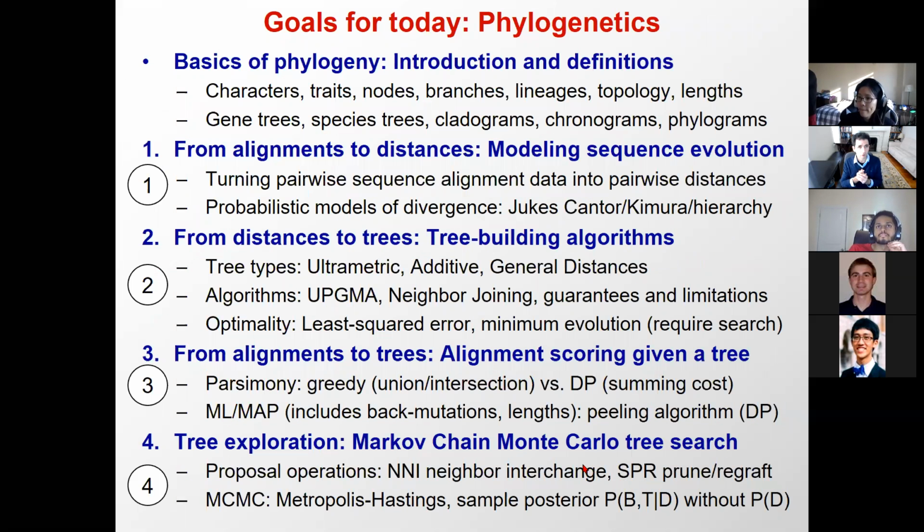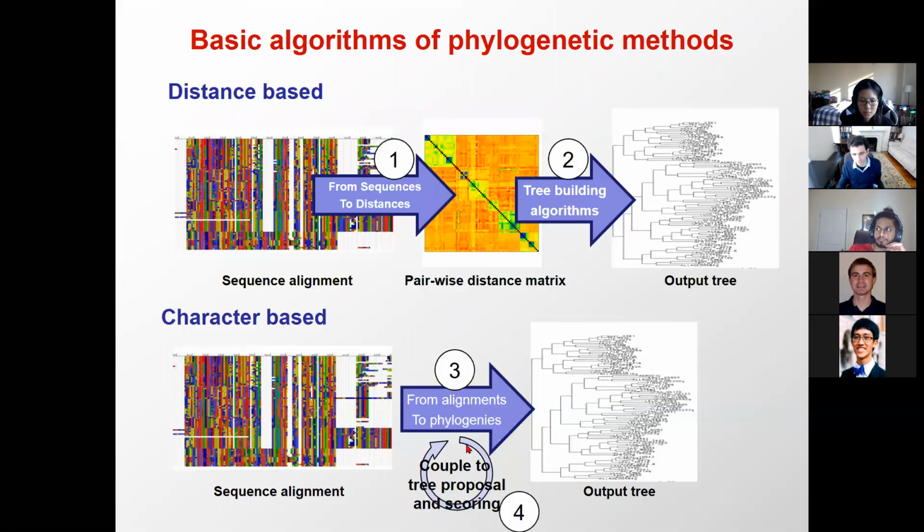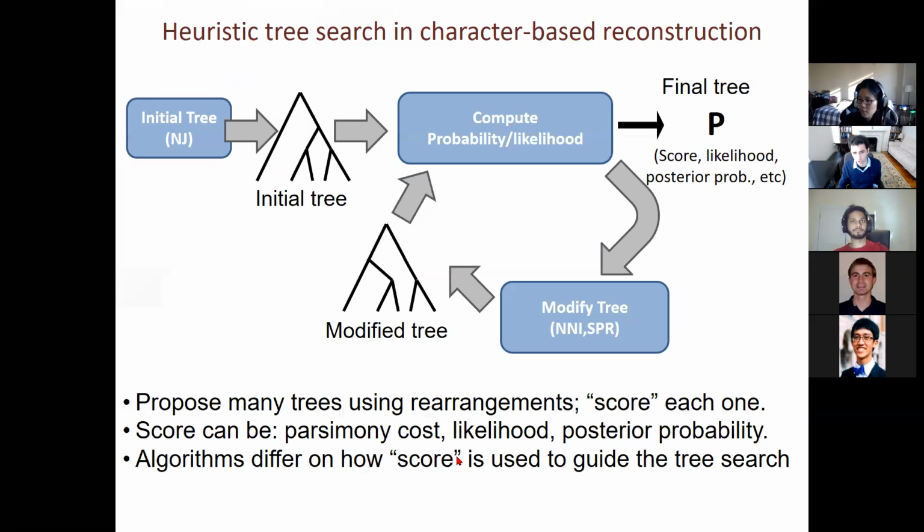So what have we seen so far? We've basically seen how we go from alignments to distances, how we go from distances to trees, and how we go from alignments to trees. All that's missing is this tree exploration tool, which is basically this tree proposal and scoring iteration loop. So this is the outer loop of the whole algorithm.